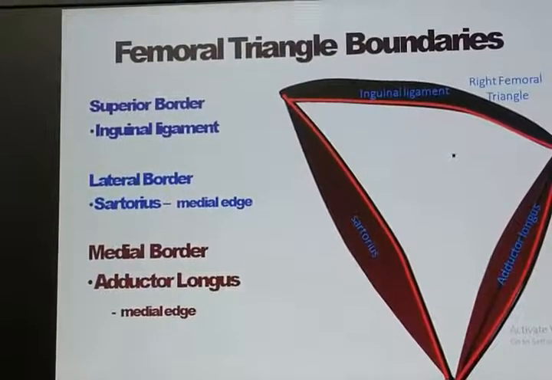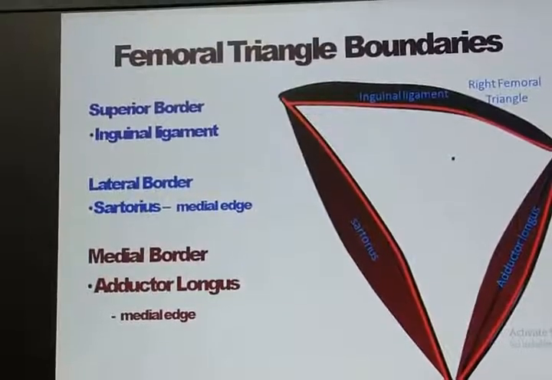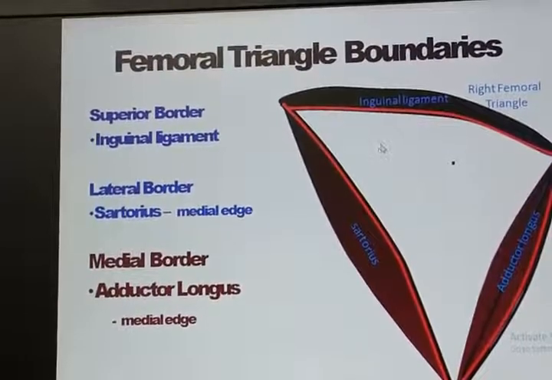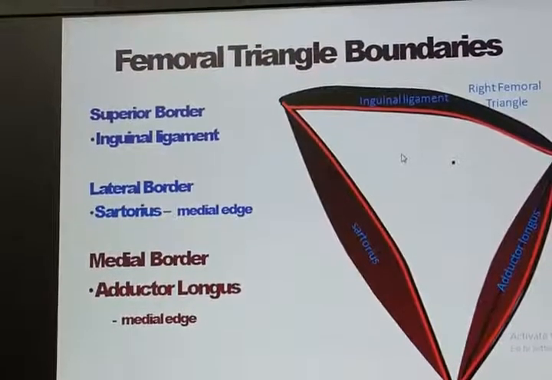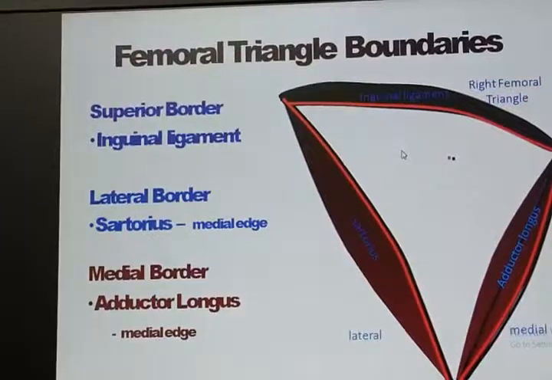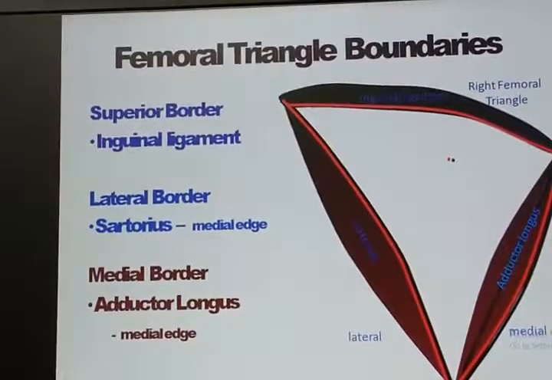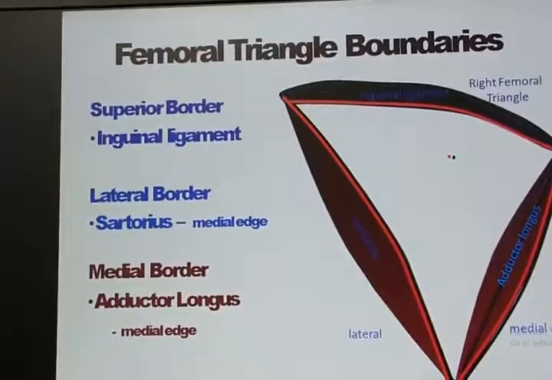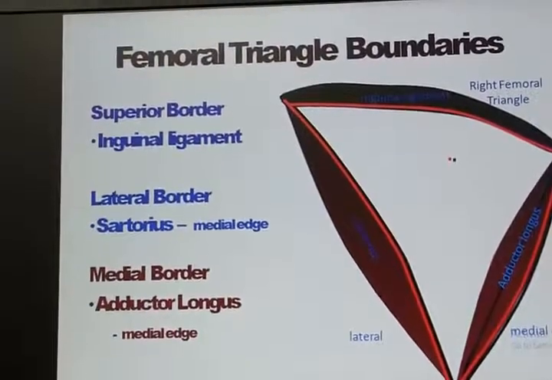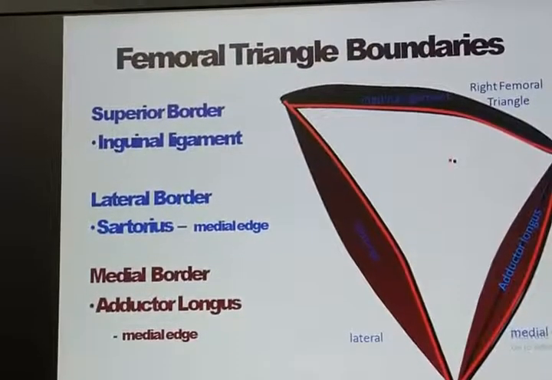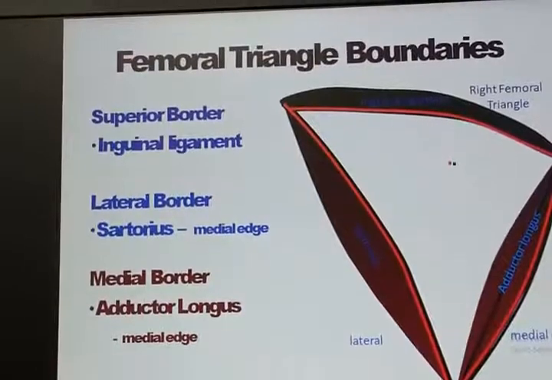So together, this red color region, within the red color region the white particular area, that is the femoral triangle. Now the apex is formed by meeting point of sartorius and adductor longus muscle, and it is continuous as adductor canal. So here this is the medial edge, these two muscles together, this is the apex, and then it is continuous as the adductor canal.